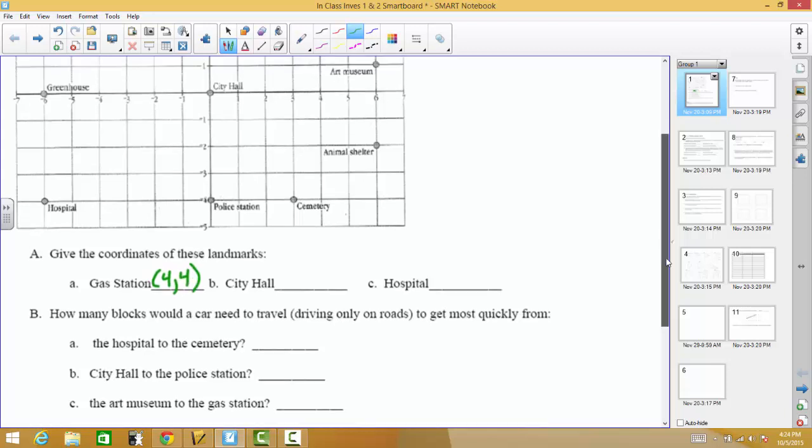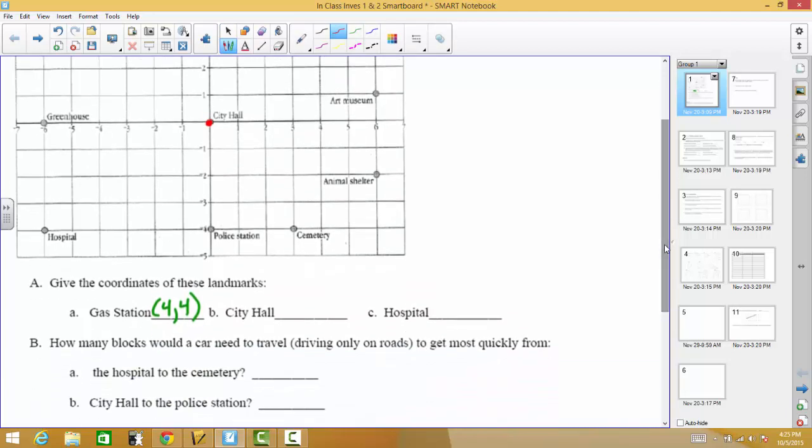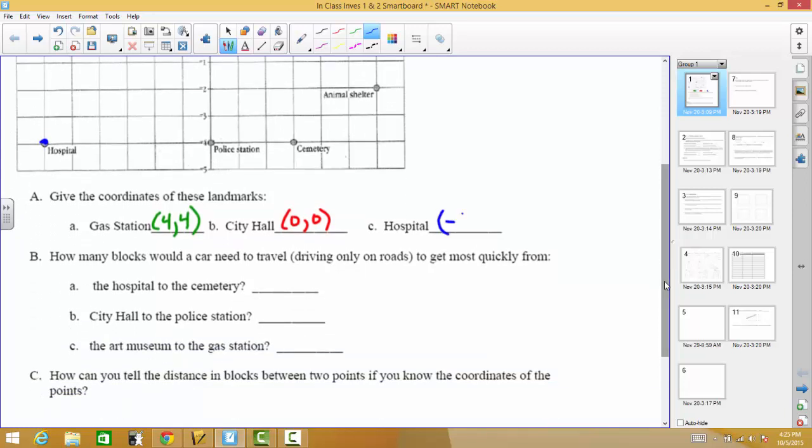Fantastic. All right, City Hall. Back to the map, another smooth sailing one. That's at the origin. The origin is 0, 0. You're not going over or up anything. And the hospital is right here. So you are going back 6, down 4. So it would be -6, -4. This is your x value, this is your y value. This is how far over, this is how far up. So the negatives mean left and down.